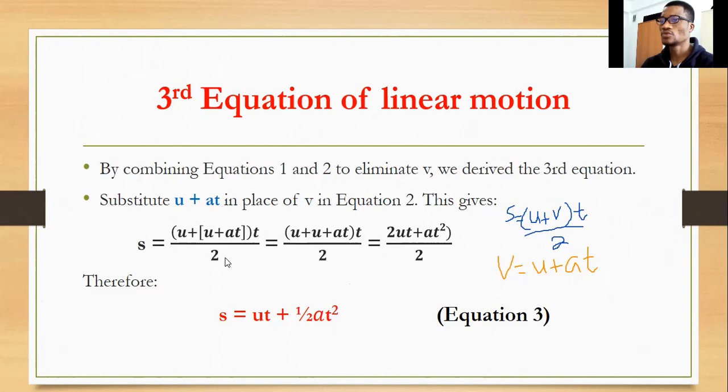then divided by 2, we have combined. By the time we substitute this equation and open the brackets, we are going to have u plus at multiplied by another t divided by 2, and then further simplification gives this. So u plus u is 2u, plus at, and t times 2u gives 2ut, plus t times at gives at squared. So you can see it here. We need to get rid of this bracket.